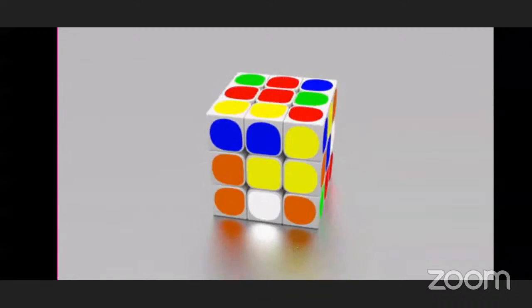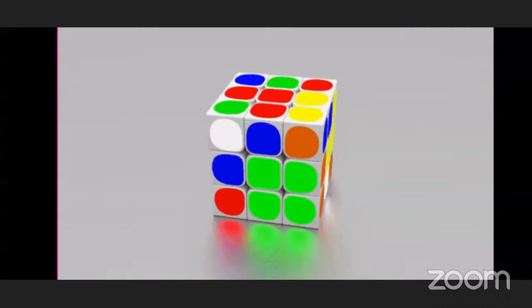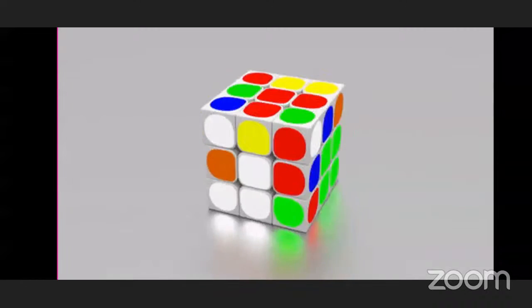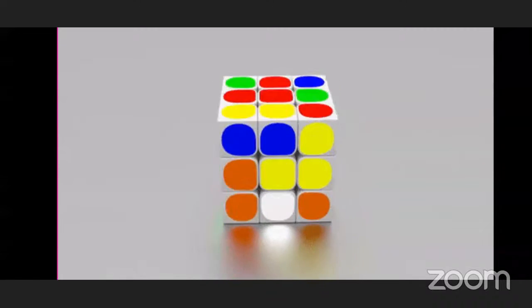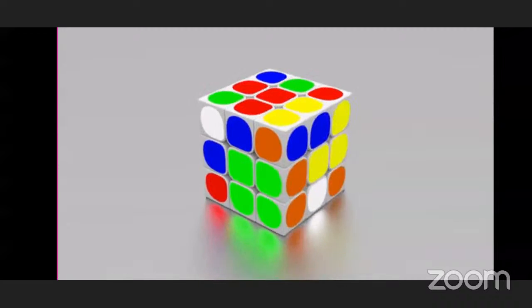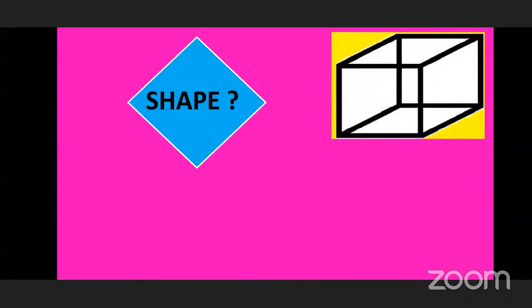It's a cube. The name starts with R. The first letter is R. Can anyone guess? Okay, I'll tell. It's a Rubik cube. Okay. So children, tell me what is the shape of that Rubik cube? Cube. Yes, the shape is cube. This was the thing that we have learned in the previous session.